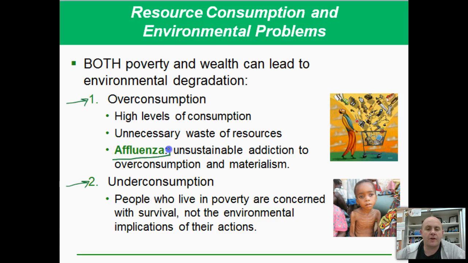The term that you want to stick to with that idea is affluence, using more stuff than you should or you need to use. Again, in the United States, we do this quite commonly. Underconsumption. People who live in poverty are concerned with survival. They're not concerned about environmental impacts. They just want food and they just want to live. And those two things both create problems. So, too much money, not enough money, environmental problems.